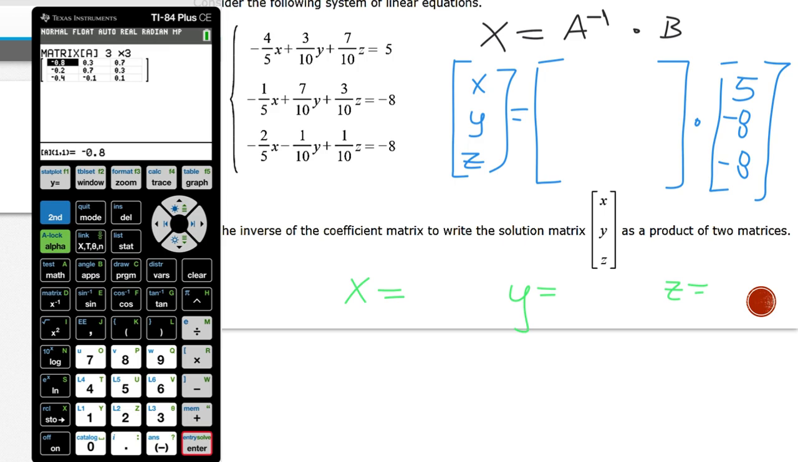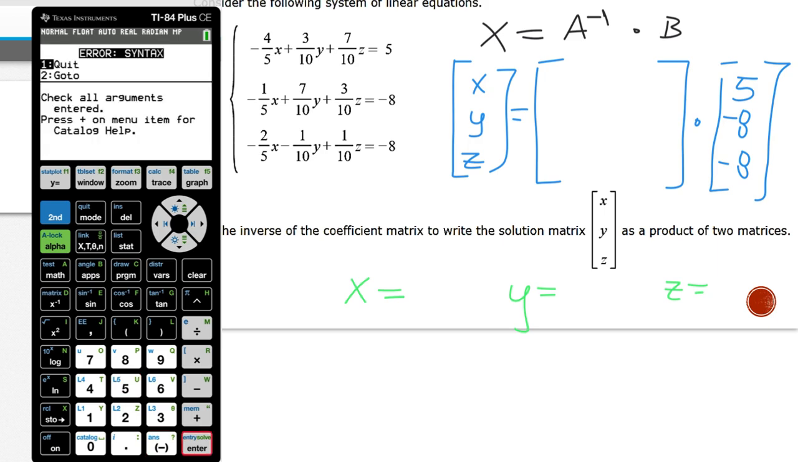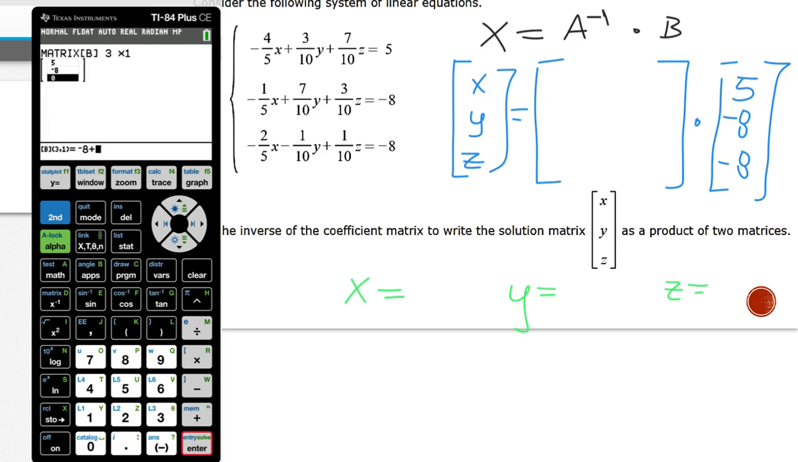Now, again, we have to edit our matrix B here. So second matrix, and go right to edit, and down to matrix B. That is a 3 by 1. We have 5, -8, and -8. Press enter. Oops, I put a plus sign there. My bad. So enter there. Now second and quit out of that. And now we just have to find A inverse.